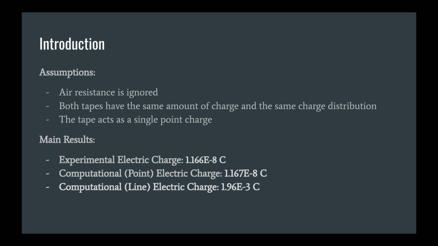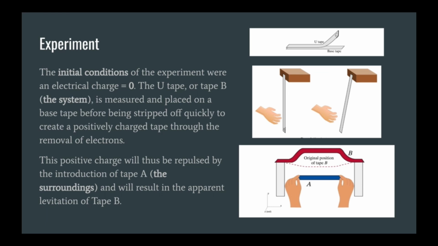We will assume that air resistance is ignored, that both tapes have the same amount of charge and the same charge distributions, and the tape acts as a single point charge. The last two assumptions will be applied separately in our two computational models. The main results of this experiment are an experimentally calculated electric charge of 1.166 times 10 to the negative 8 coulombs, a very similar computational point charge, and a very different computational line charge of 1.96 times 10 to the negative 3rd coulombs. The initial conditions of the experiment were an electrical charge of 0.